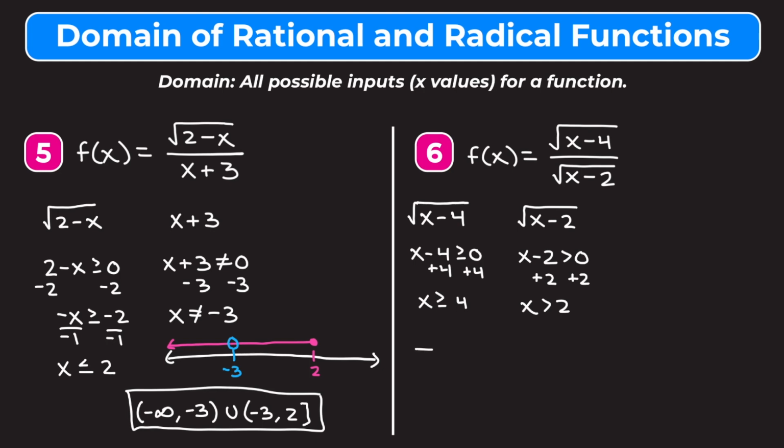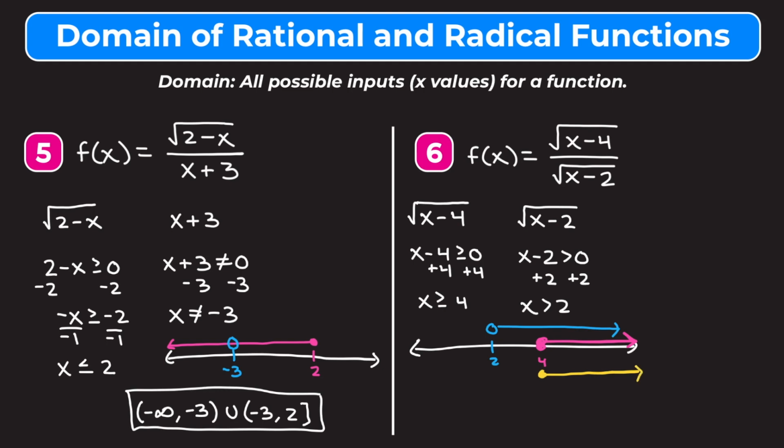So we're going to graph this on a number line. For the left one, we have that x has to be greater than or equal to 4, so it's going to go this way. And then for the right one, we have that x is greater than 2. And now both of these things have to be true, so we only want to take where they overlap. And where they overlap is right here. I'm going to do it in yellow. So that's going to be our domain.